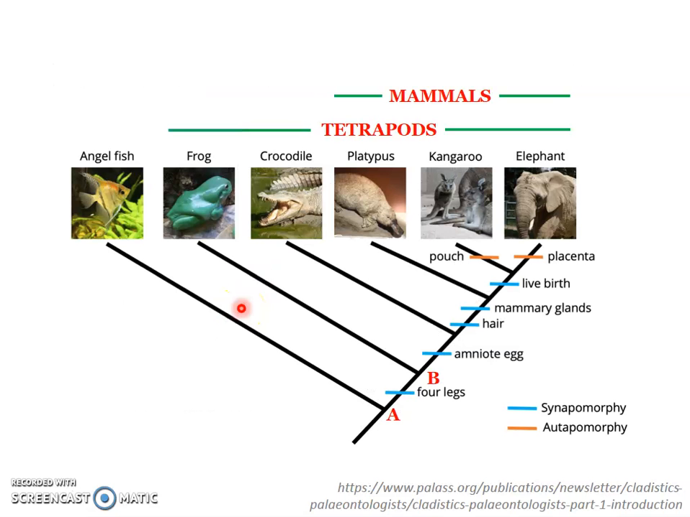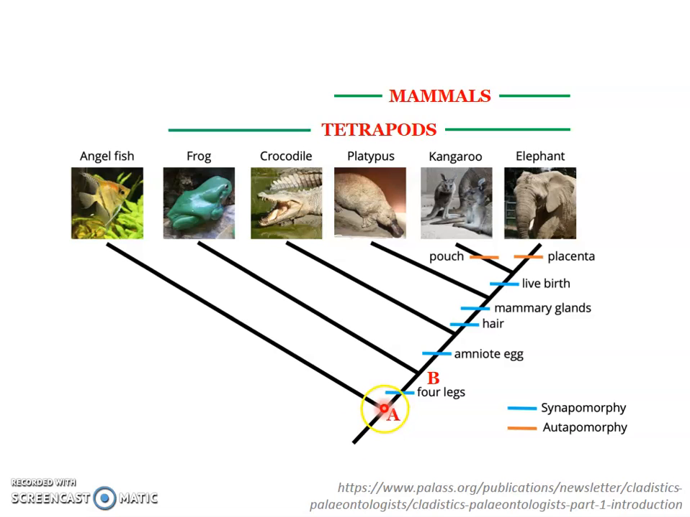I hope we have an example. Here you can see there was an ancestor over here, and this is known as node A, the point where it branches. So at node A, what happens is the character of the four legs, or tetrapod character.